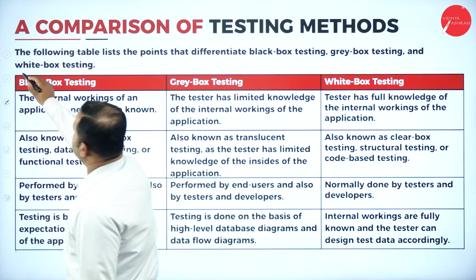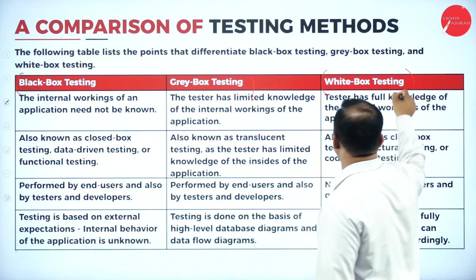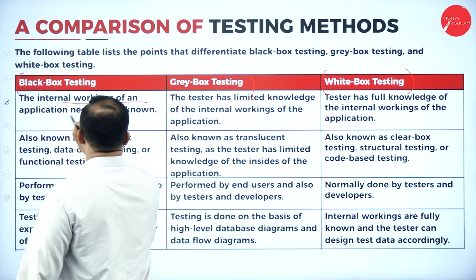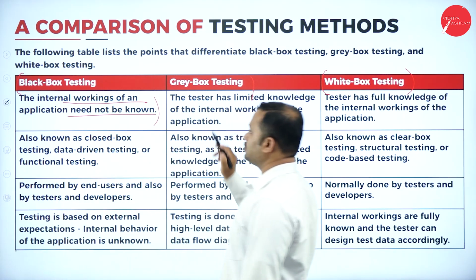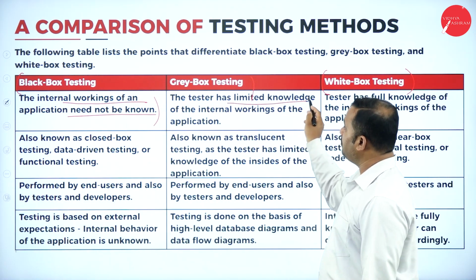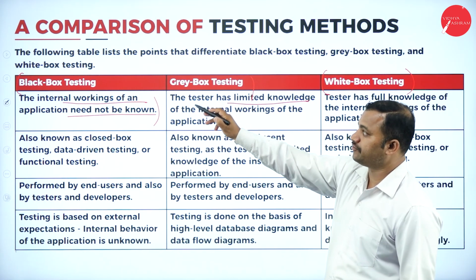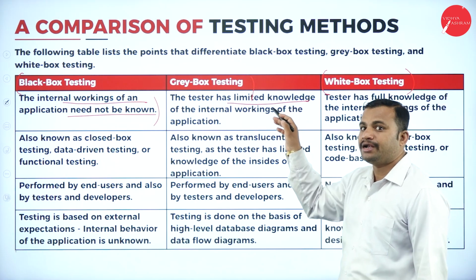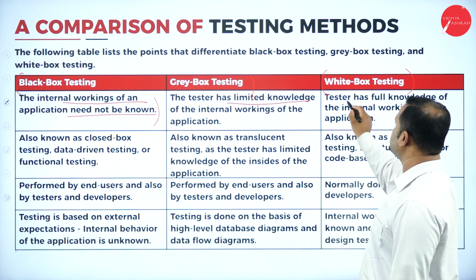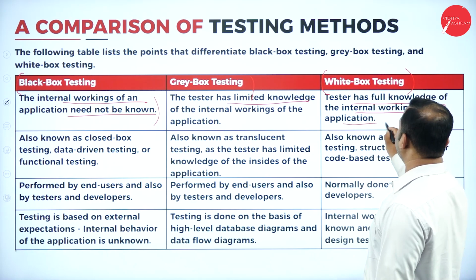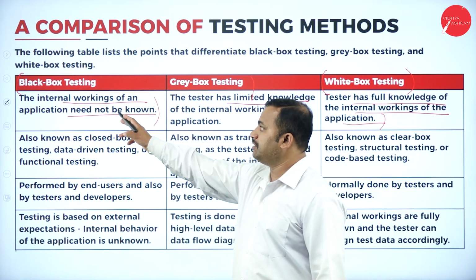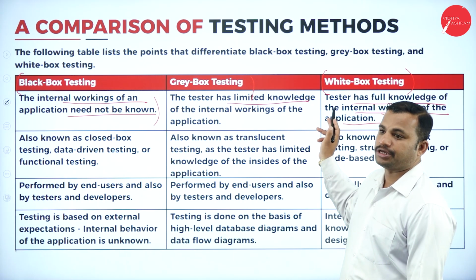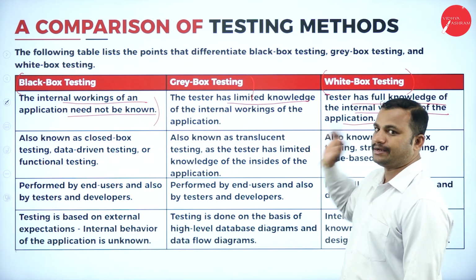Then black box testing, white box testing and gray box testing, all these are placed together now. In black box testing, the internal workings of an application need not be known. In case of gray box testing, the tester has limited knowledge of the internal application. In case of black box testing, there will not be any internal details given to him. In case of white box testing, the tester will have full knowledge of the internal working of an application. See, there will be limited and there will be full knowledge of the internal working of an application. That means black, gray and white.